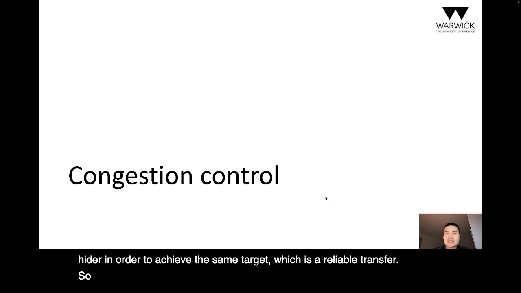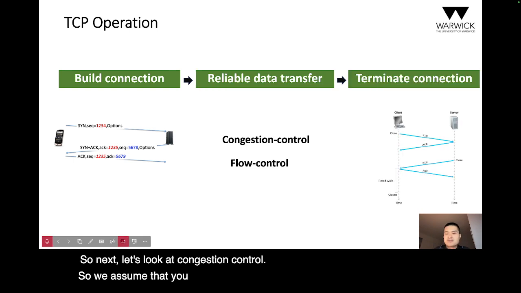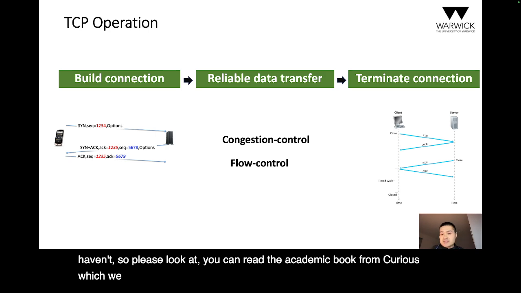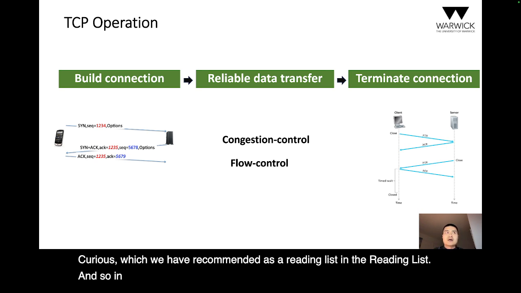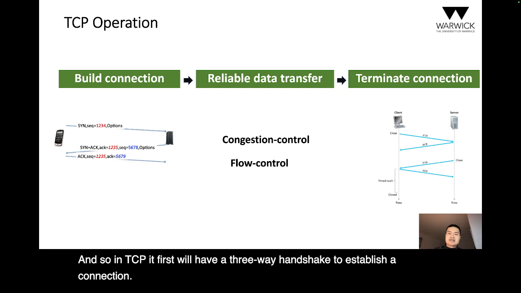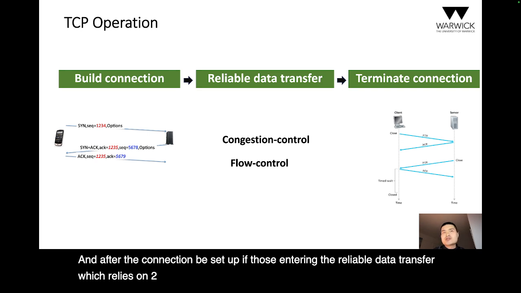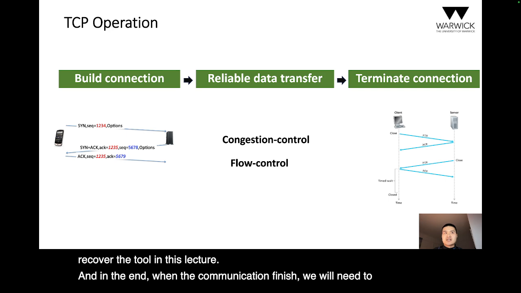So next, let's look at congestion control. We assume that you have learned the basic idea of a TCP connection. If you haven't, please read the academic book we have recommended in the reading list. In TCP, first we have a three-way handshake to establish a connection. After the connection is set up, it enters reliable data transfer, which relies on two mechanisms, congestion control and flow control. We will cover the two in this lecture. And in the end, when the communication finishes, we need to terminate the connection.